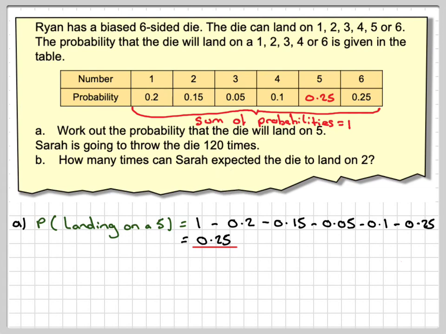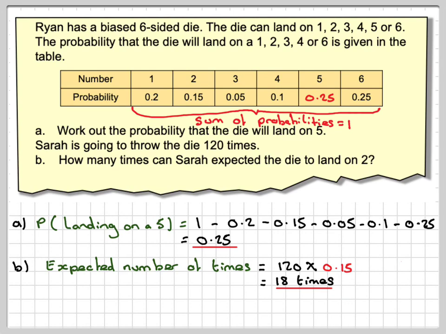throw it 120 times? This is called expectation. So the expected number of times will be the number of throws, which is 120, times the probability of landing on a 2, which is 0.15, which will give me an answer of 18 times.